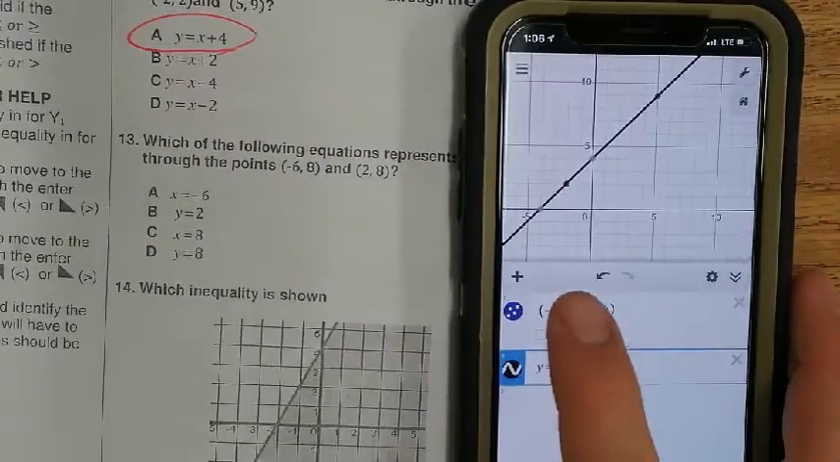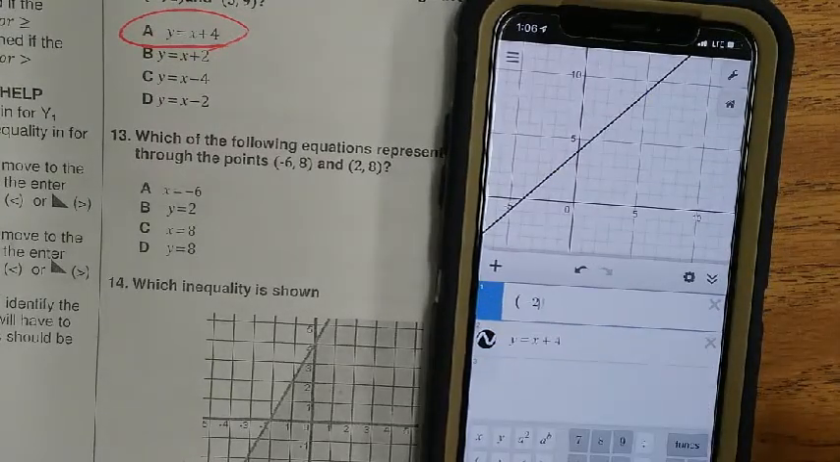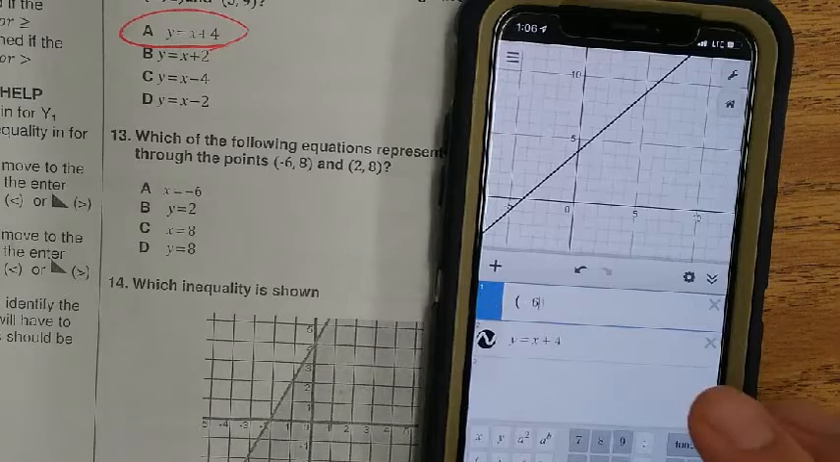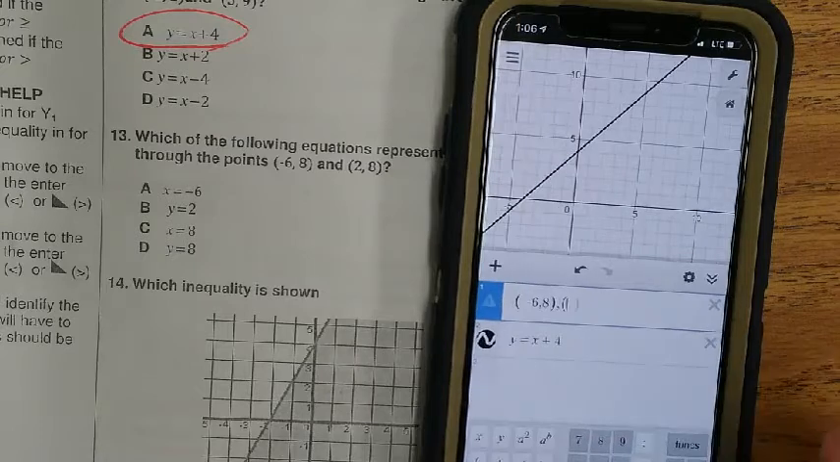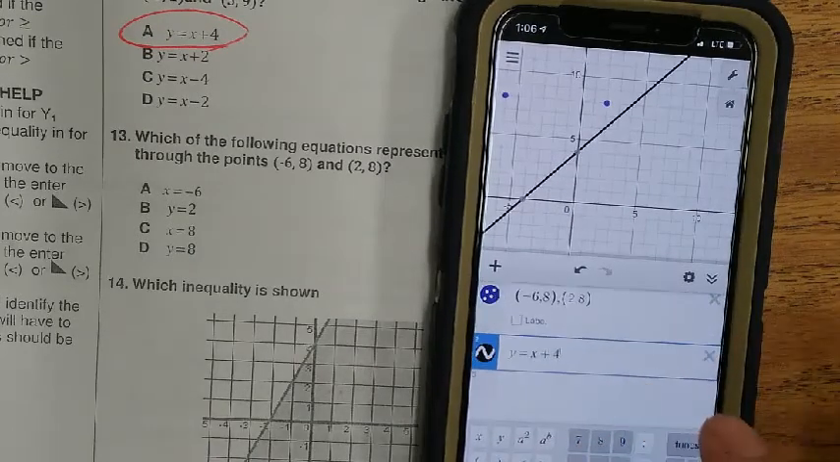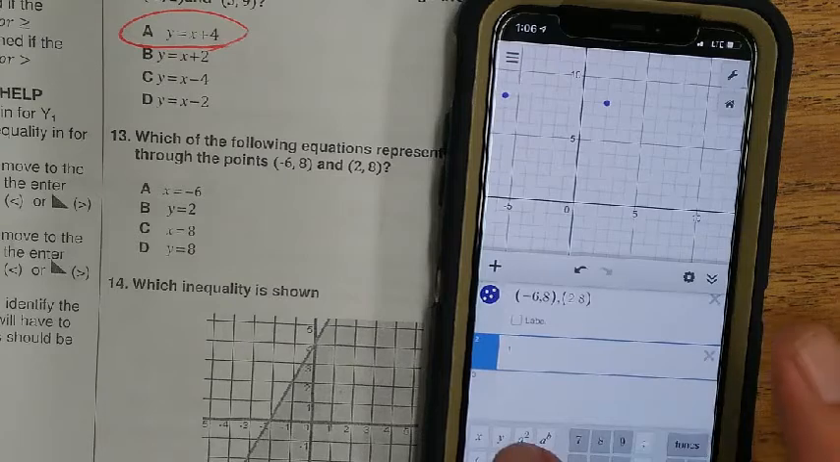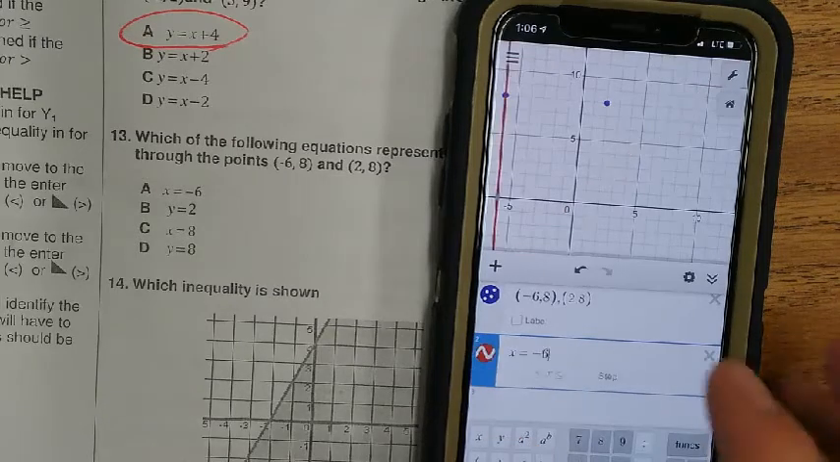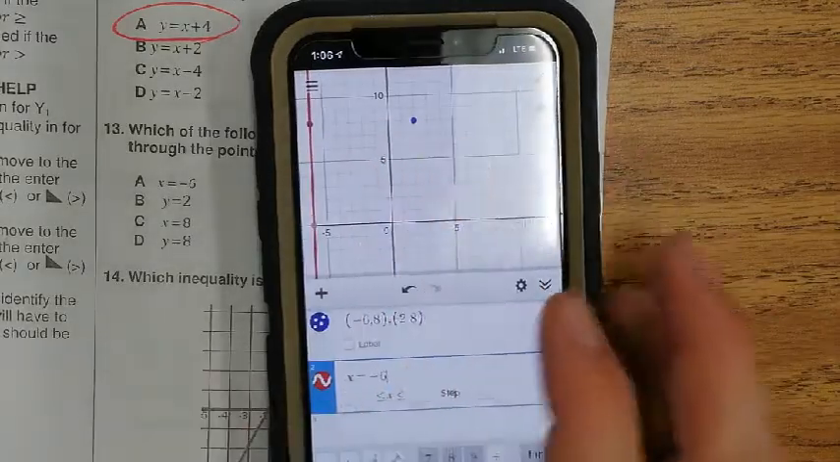So 13, let's just do the same thing. We'll type in these 2 ordered pairs. (-6, 8) and (2, 8). And this time we are looking for the line that will go through both of those. So x equals -6. If we type that in, we can already tell it does not hit that line, so we know it's not A.